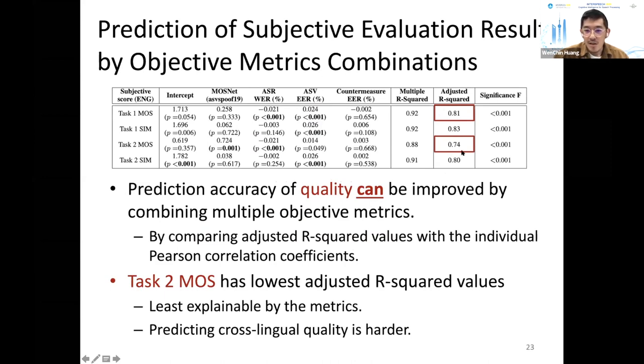However, the task two quality is a little bit lower in terms of adjusted R-squared score. And this indicates that cross-lingual voice conversion is more difficult to predict using these metrics. So we will need more improvement in these metrics to further correctly predict these scores.